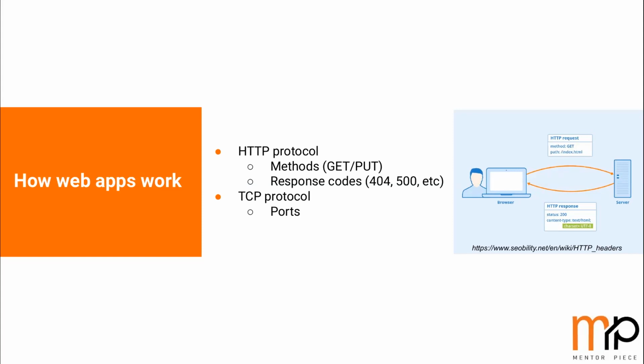So if a request is successful, for example, the response will contain a header with a response code of 200. The code 200 means that the request was successful and the requested data is being returned by the web server.